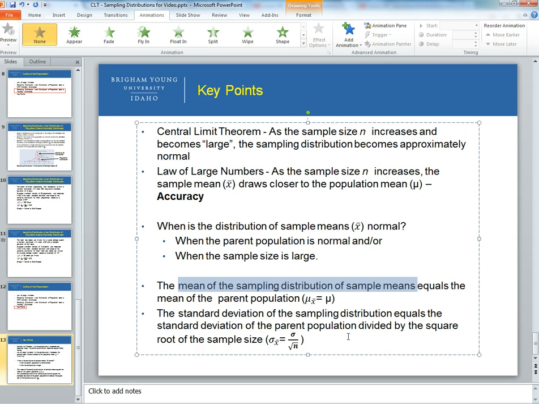But the standard deviation of the sampling distribution equals the standard deviation of the parent population divided by the square root of our sample size. So it's the standard deviation of our sample means equal to the standard deviation of our population divided by the square root of n. And that concludes lesson 6.